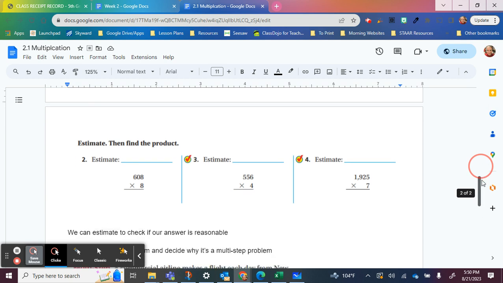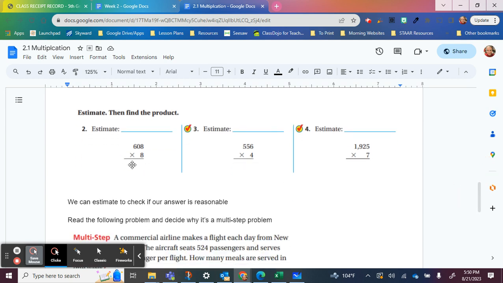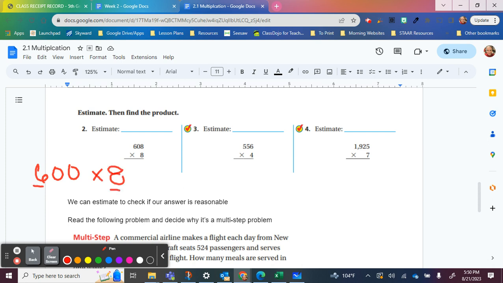we did some more example problems where we got our estimate first, and then we went ahead and multiplied it out. So when you're getting your estimate, just choose that larger number. So this would be 600. 608 is close to 600 times 8. So you're going to multiply the first 2 digits and then add on your 2 zeros. Number 3, 556 rounds also to 600. So that'd be 600 times 4. So you're going to do 6 times 4 and then add your 2 zeros.